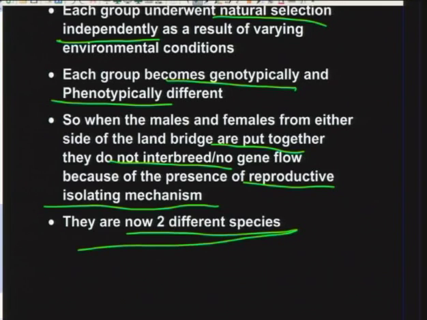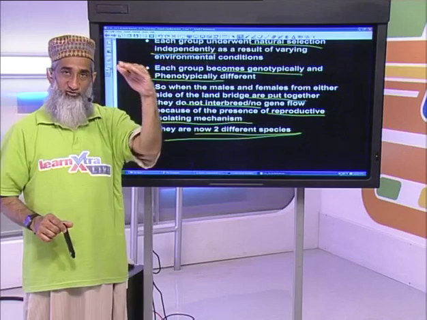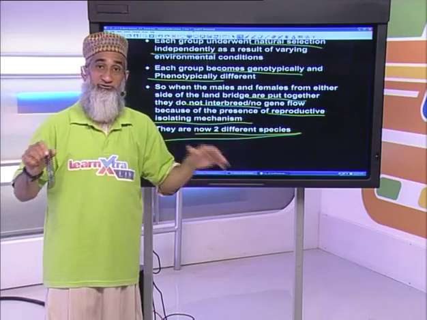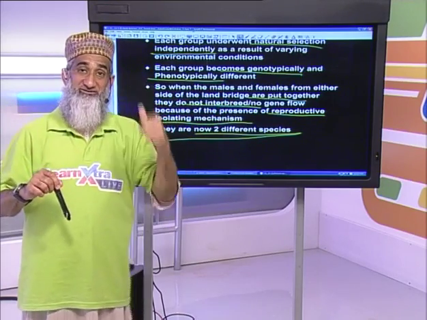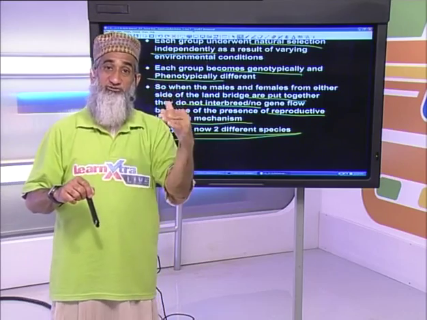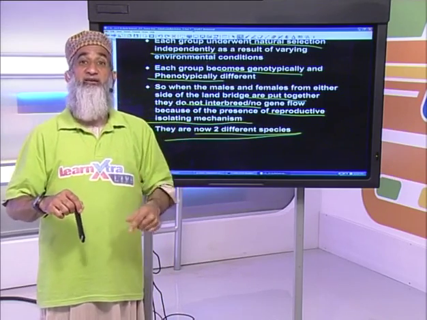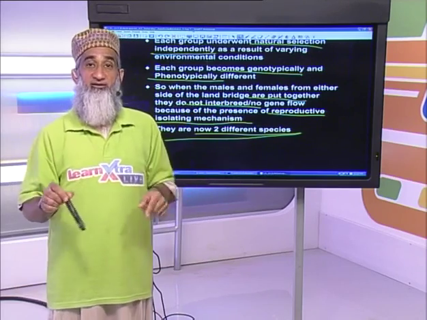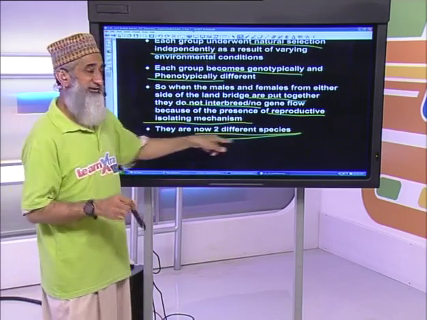So you look at the points again. We talk about interbreeding originally, then we're talking of a barrier, then we are talking about different environmental conditions, then we are talking about natural selection, then we are talking about genotype and phenotype, and then we're saying cannot interbreed again, even if they put together. And the last statement, why? Because they are two different species.